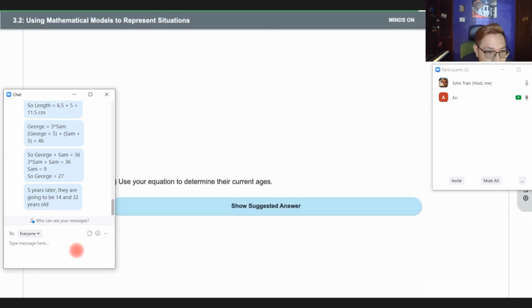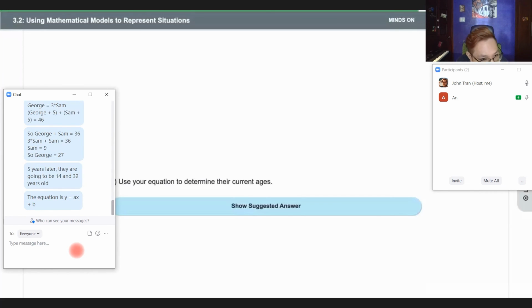Okay, so you have two values. You have to find the equation that represents that. It's still the same equation, y equals ax plus b, and you put the two numbers in and you see. Same thing. This question is long, it has multiple parts.